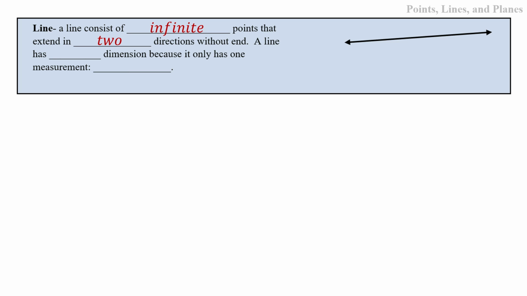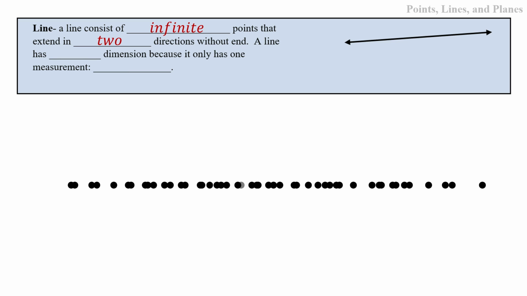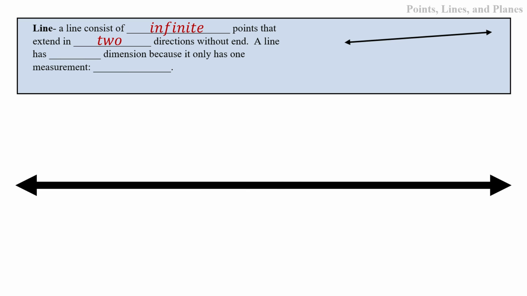Let me give you an example. If I start drawing points like this in a straight line that go on forever in both directions, these points are going to get so close to each other that eventually they're going to start looking like this once you draw every single point that belongs to that line. So there's an infinite amount of points in the line, and we have to draw these arrows here to signify that it goes on in both directions.